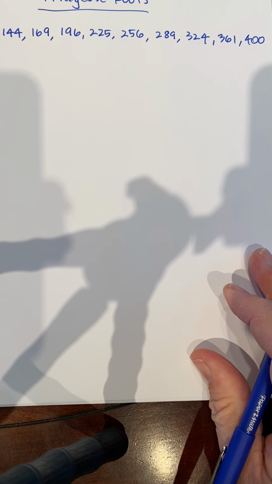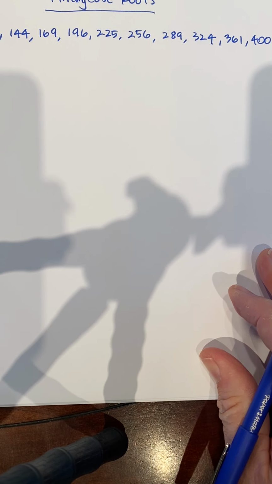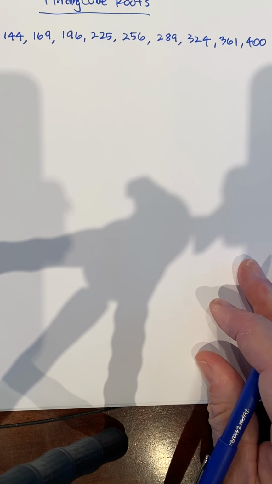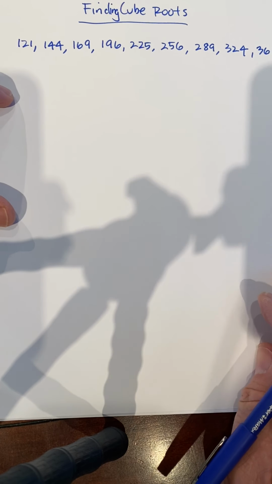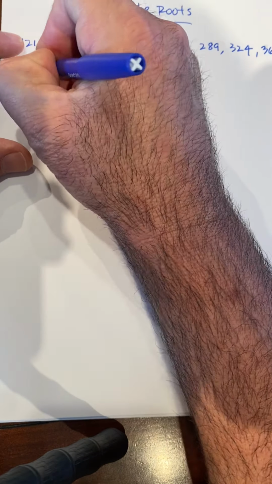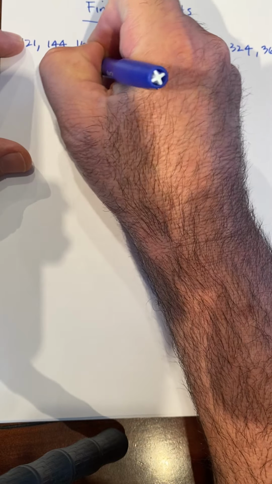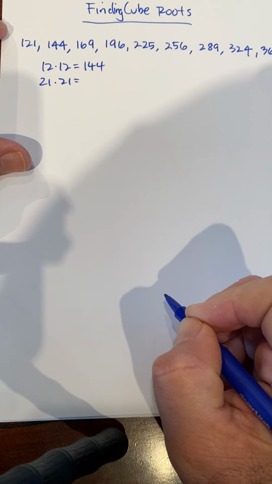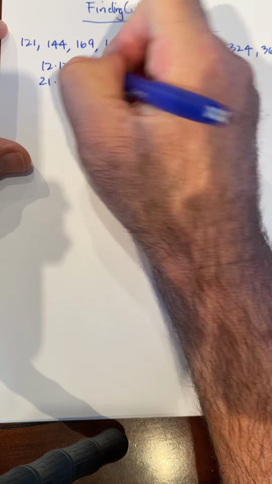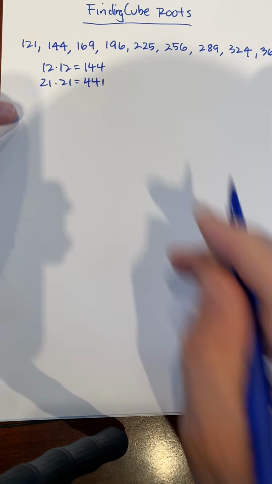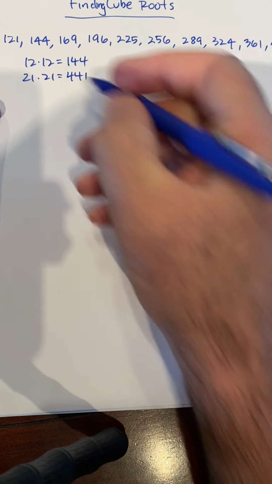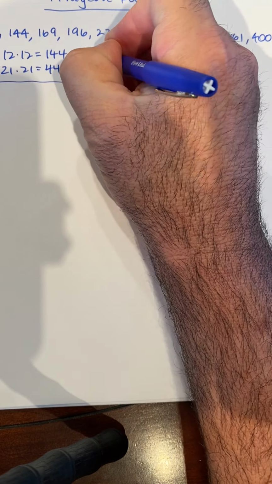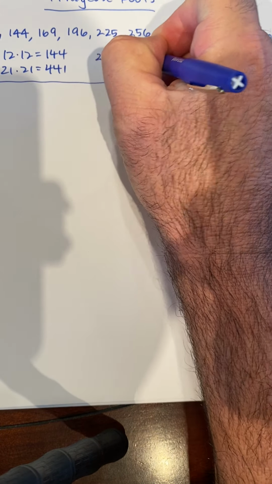So there's the perfect squares from 121 all the way to 20. Now watch this. This is kind of funny. 12 times 12 is 144. Well, what do you think 21 times 21 is? Yep, 441. So now we know up to 21. All right, the perfect squares. We also know 25 squared. That's kind of common. That's 625.